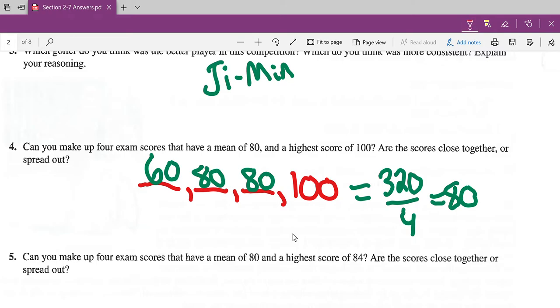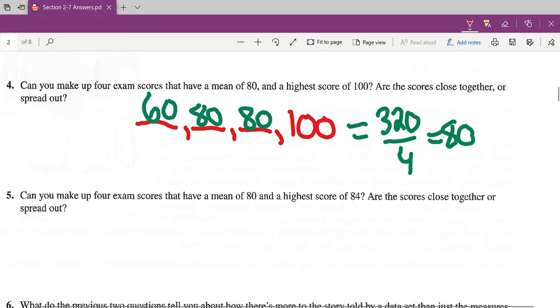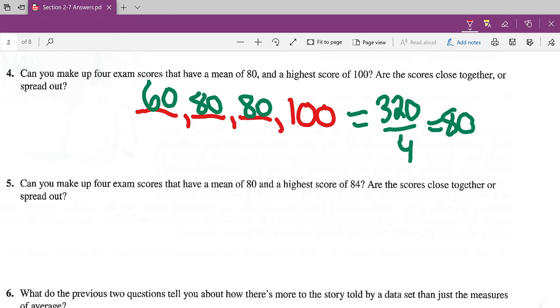I think we get to do another one of those in number 5. Number 5 says, can you make up 4 exam scores that have a mean of 80 and a highest score of 84 now? So something like this, but now instead of 100, the highest score I can have is 84.